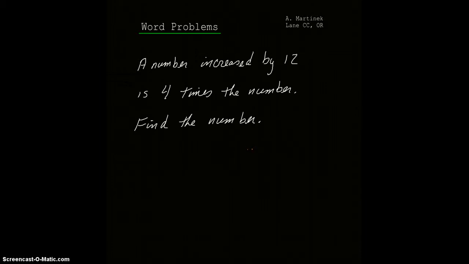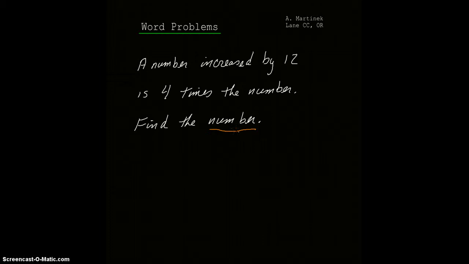So here's a problem. I'll just work through two. This is the first one. A number increased by 12 is 4 times the number. Find the number. In word problems, I usually read through the entire word problem, and then at the very end, it will tell me what my unknown is. It'll either hand it to me in the form of a question, or like in this case, it says find the number. So if I'm looking for the number, then that must be my unknown. That has to be what I'm looking for. Find what number, right? What's the number?